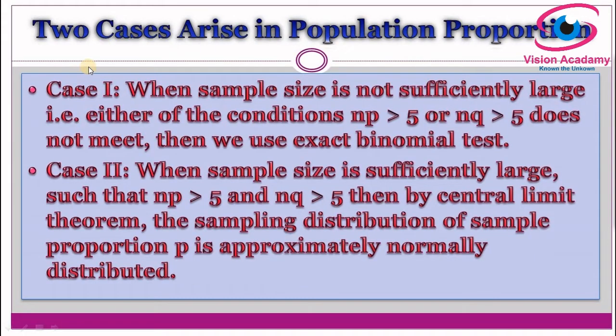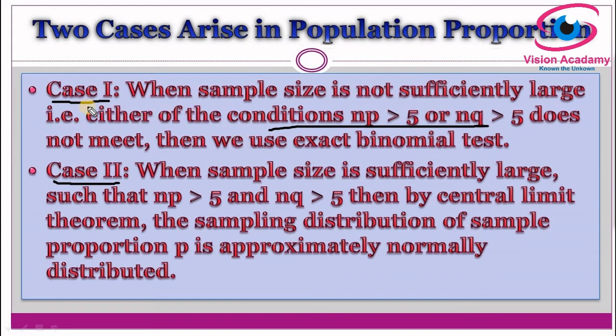In population proportion, before you move further, you have to check the normality condition. Unless meeting the normality condition, we are not able to move further. While you are checking the normality condition, two cases can arise. Case 1, when sample size is not sufficiently large, that is, either of the conditions np, where n means sample size and p is sample proportion, must be greater than 5, or nq must be greater than 5. If this condition is not met, then we use the exact binomial test. But the exact binomial test is beyond the scope of this video. We have to address that separately.